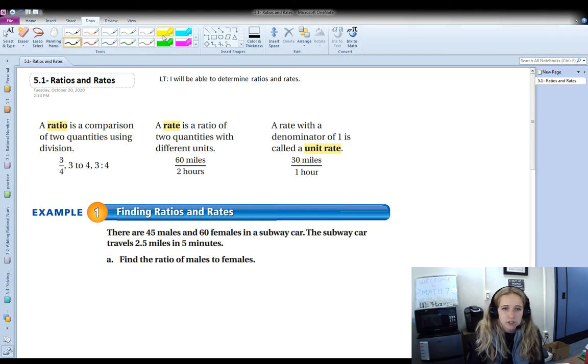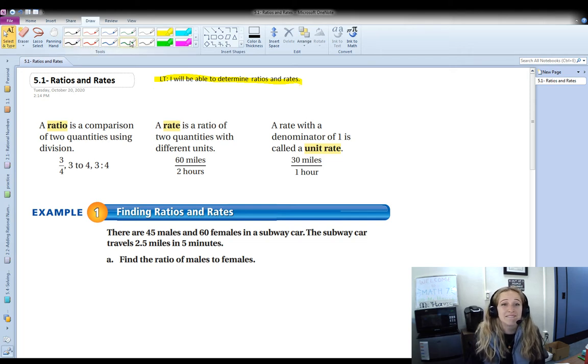All right. Let's start with the learning target. Go ahead and write this down. The learning target is I will be able to determine ratios and rates. The nice thing about these is it does relate a lot to real life. We're going to go through examples of different ratios and rates, and you're probably going to say, oh, I've seen a lot of these examples in real life. That's one of the things I love most about math, when we can connect it with real life.